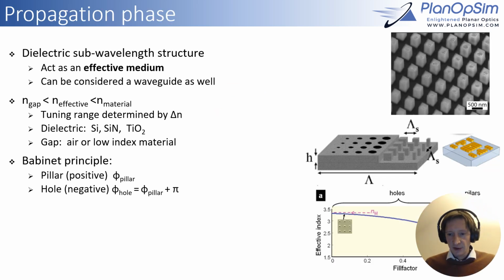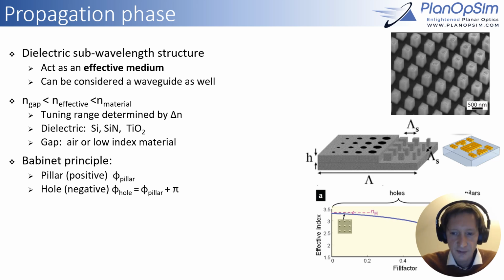So let's try and make these phases now. The first and most useful, most often used method is called the propagation phase, and this works by creating an effective medium. So we create a structure that is sufficiently smaller than the wavelength so that its refractive indices mix up. Some people consider this also as a picture of waveguides.